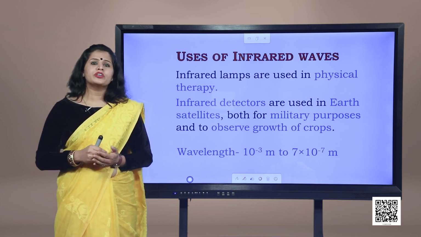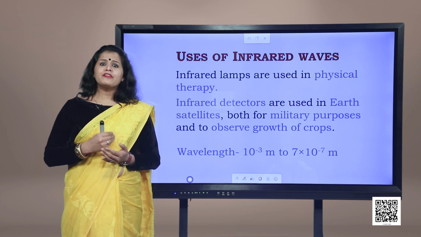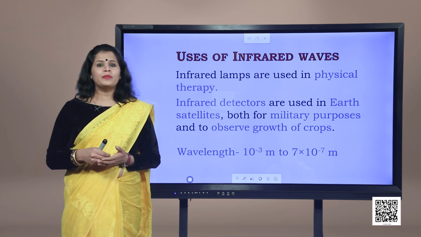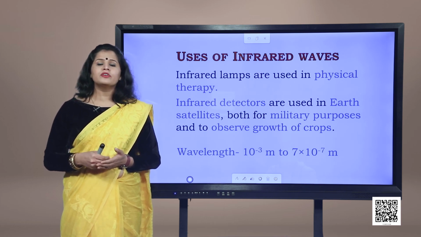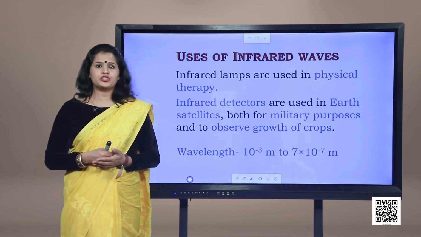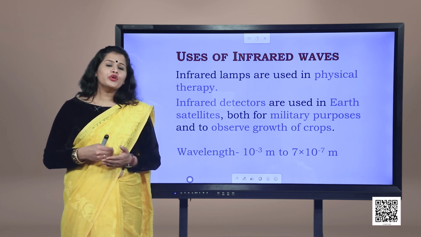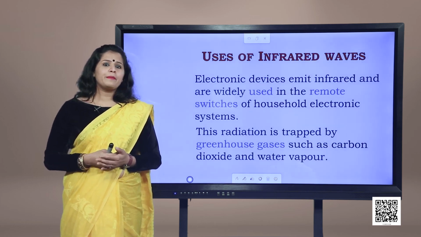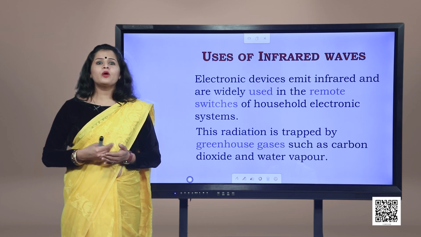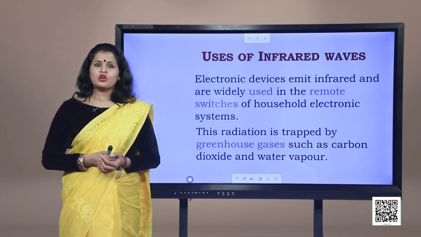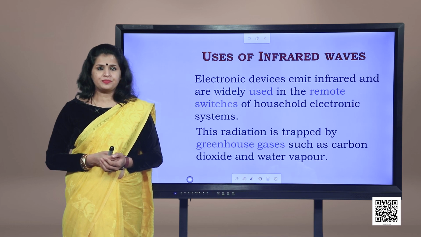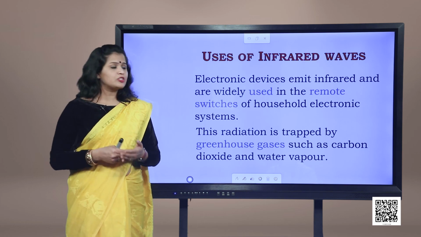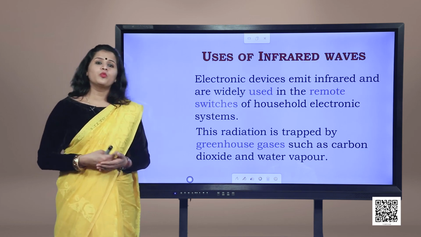Infrared lamps are used in physical therapy. Infrared detectors are used in Earth satellites both for military purposes and to observe the growth of crops in agriculture. Let's see some more uses in the next slide. Electronic devices emit infrared waves and are widely used in the remote switches of household electronic systems. This radiation is trapped by greenhouse gases such as carbon dioxide and water vapor.